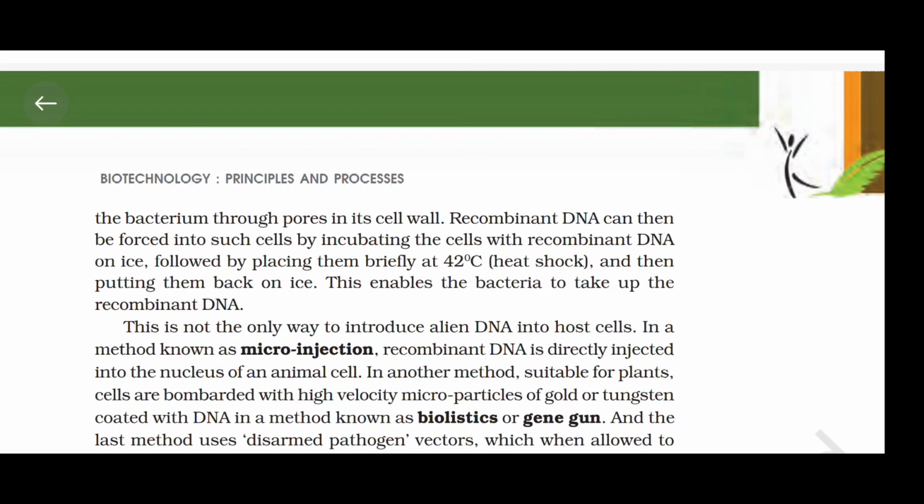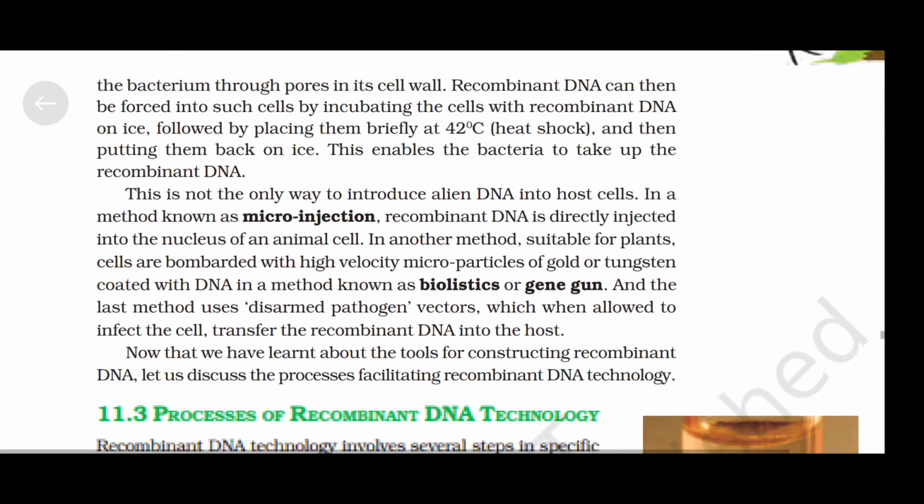Recombinant DNA can then be forced into such cells by incubating the cells with the recombinant DNA on ice, followed by placing them briefly at 42 degrees Celsius, heat shock, and then putting them back on ice. This enables the bacteria to take up the recombinant DNA. This is not the only way to introduce alien DNA into the host cells.